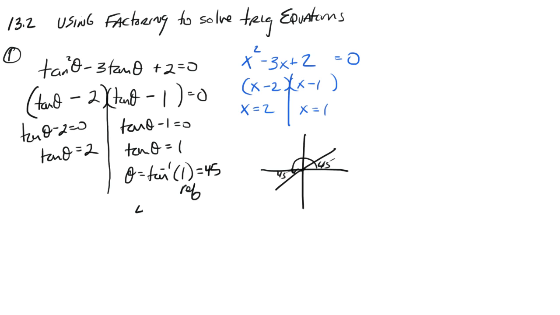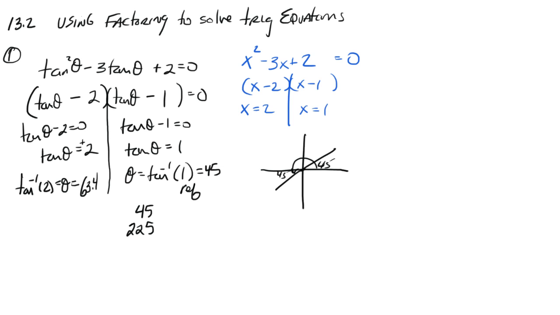And hopefully, the first quadrant is 45, and the third quadrant would be 225. Let's try this guy. Inverse tangent of 2. So inverse tangent of 2 gives 63.43. I'm just going to use the nearest tenth, so 63.4.